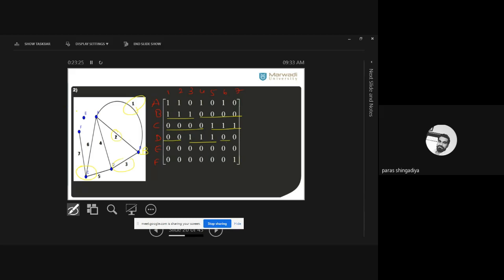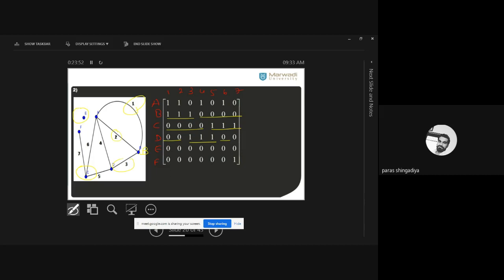And now for E. In that case, it is an isolated vertex. In this graph it is isolated because E is not connected with any other vertex. There is no connection of E with any edges. This vertex is treated as an isolated vertex. So if we derive the incidence connection of E with all the edges, all the entries will be 0.